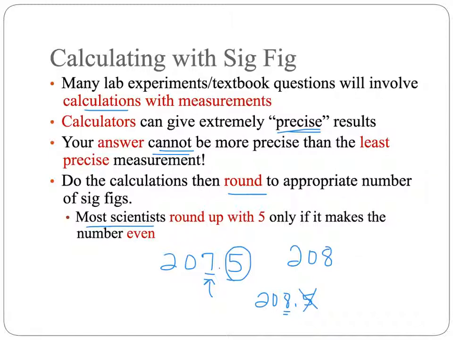This is important because when you're doing repeated measurements on the same experiment, if you always round up with a 5, you can skew the results to a slightly larger number. By only rounding up when it would make that new uncertain digit an even number, some of the times you will round up with a 5 and some of the times you won't, and it averages out to being a more accurate result in the long run.